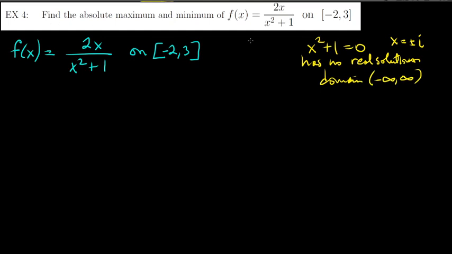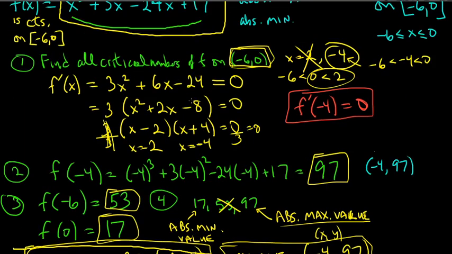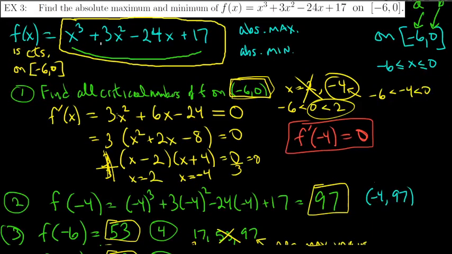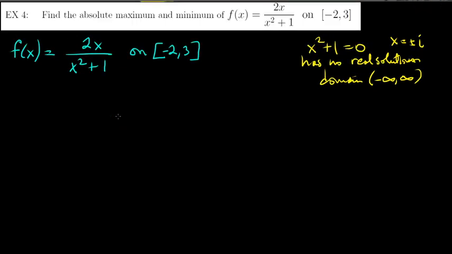All right, so now how do we find the absolute maximum or minimum? Well, we're going to do the same thing we did here. First step is to find the critical numbers. So how do you find the critical numbers?